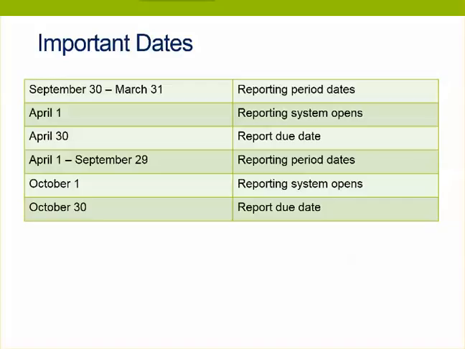So now we'll go over some important dates to keep in mind. You want to remember that you're required to submit a PPR twice a year. The 6-month reporting periods are from April 1st to September 29th and September 30th to March 31st. For the report period ending on March 31st, the OLDC system opens the 1st of April, and you have 1 month to complete and submit your report in OLDC. For the reporting period ending September 29th, the OLDC reporting system opens the 1st of October, and you have 1 month to complete and submit your report in OLDC.